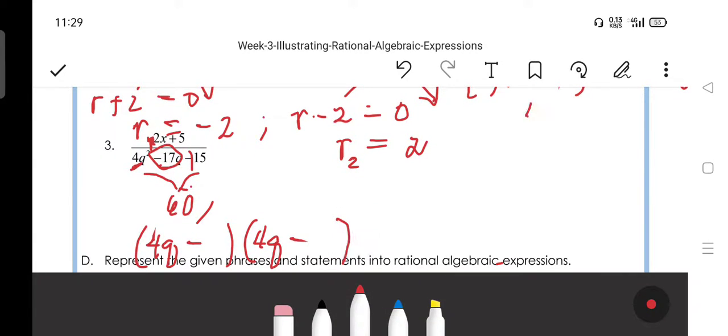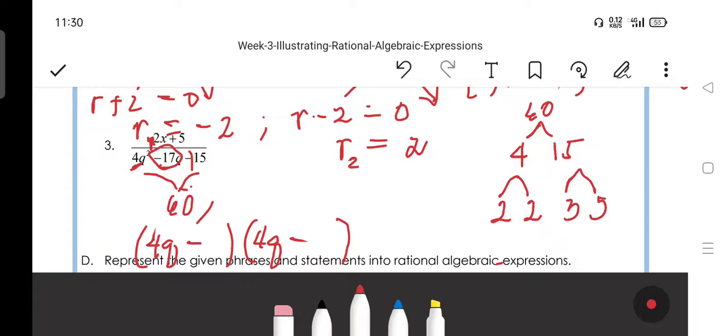So 60, we have 4 and 15, and 4 is 2 times 2. So factor using the prime factorization method. All the factors must be prime numbers. So we have 3 and 5. From here, we are going to look for the possible combinations of prime numbers that would give us negative 17.